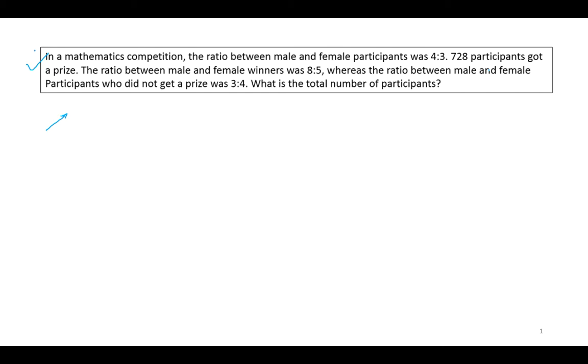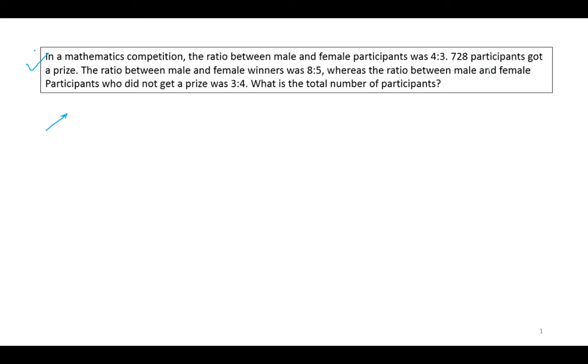So now not only we have the total number of winners, we also know what ratio was male and what ratio was females. Also we have, if we go further in the question, the ratio between male and female participants who did not get a prize was 3 is to 4. Now what is the total number of participants?